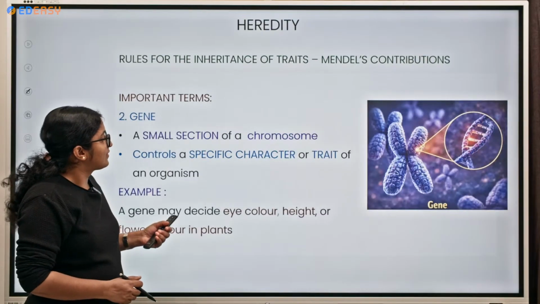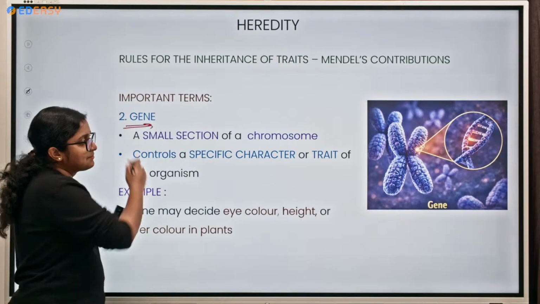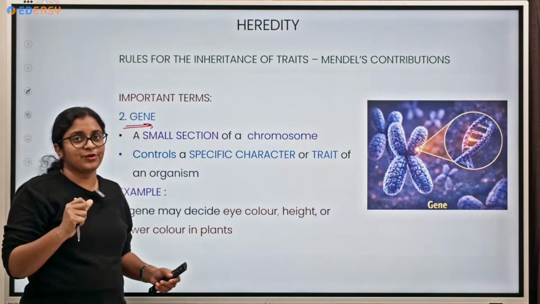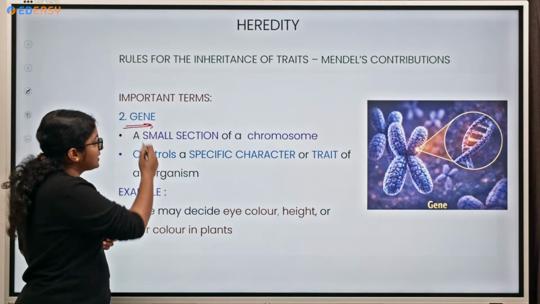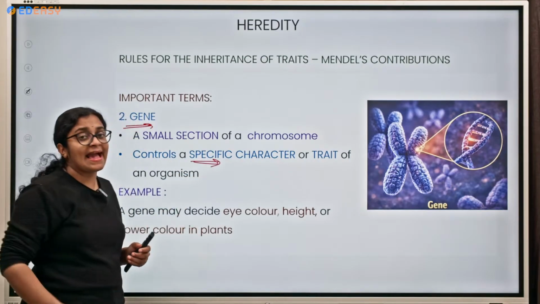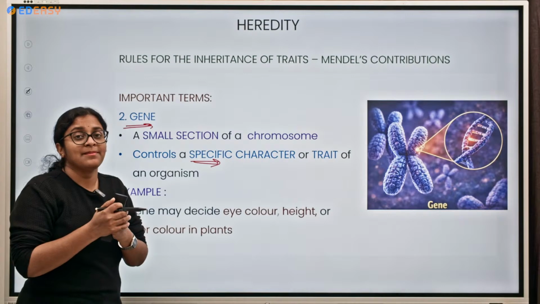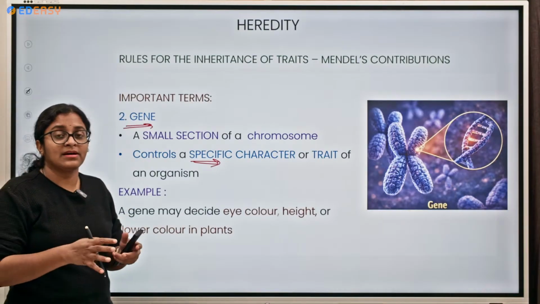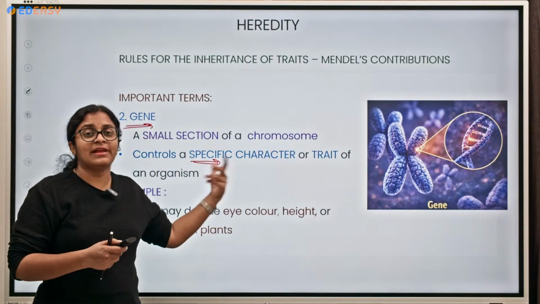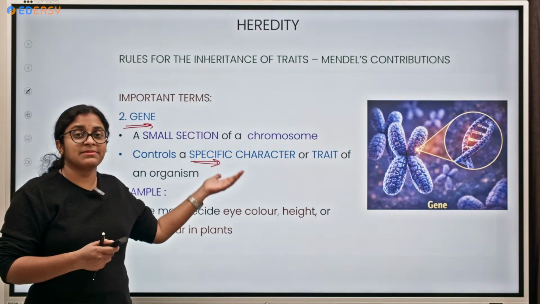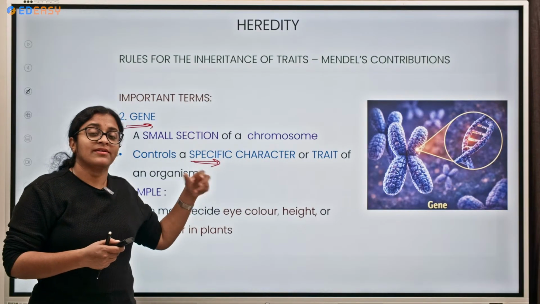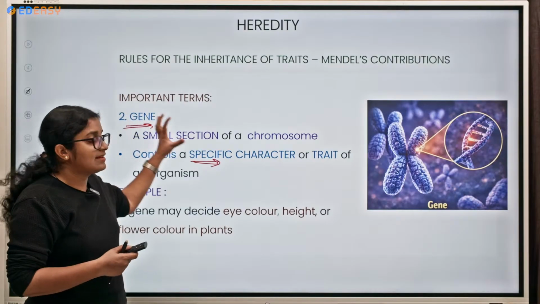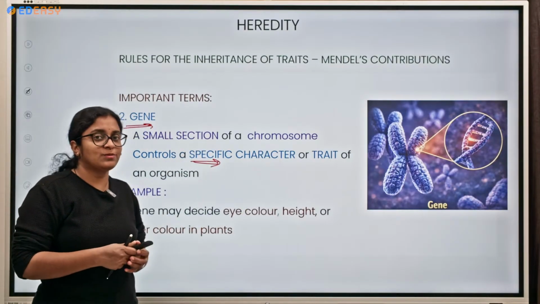Then what else do we have? We have gene. Previously, we have seen a chromosome. In the chromosome, a small section of chromosome is called a gene. It controls a specific character or specific trait of a particular organism. With respect to human beings, it can be eye color, height, or anything. It can be even in plants also: flower color, whether the flower is present in the axial position or terminal position, different colors. All these are decided by the gene, which is a small section of chromosome.